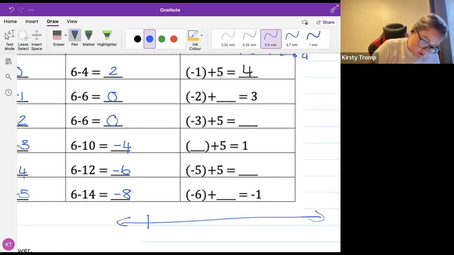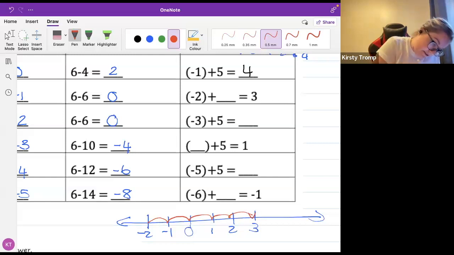I've got negative 2, negative 1, 0, 1, 2, 3. So I need to ask myself, negative 2 plus what gets me to 3? From negative 2: 1, 2, 3, 4, 5. Negative 2 plus 5 will get me to 3.